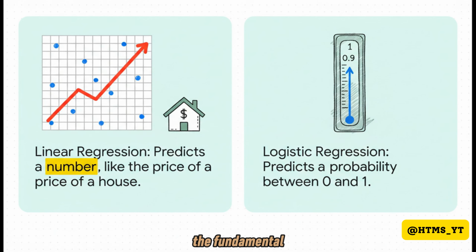And here's the fundamental difference, laid out plain and simple. Linear regression, on the left, predicts a continuous number. Think of it like predicting the price of a house. It could be any value, from 50,000 to 5 million. But logistic regression, on the right, does something way more specific. It predicts a probability, a number that is always stuck between 0 and 1. It's not answering how much, it's answering what's the chance.